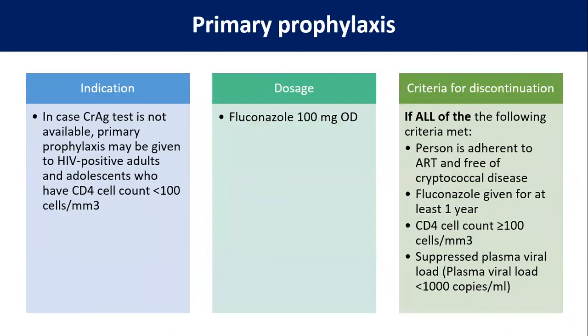Now, prophylaxis. If the person has a CD4 count less than 100, I already told that it is fluconazole 100 milligram per day, and when to stop. When the patient is adherent to ART with more than 95% adherence and free from cryptococcal disease, and fluconazole is taken for at least 1 year, and CD4 count is 100 or more, and viral load is less than 1,000 copies per ml, that is, suppressed plasma viral load.